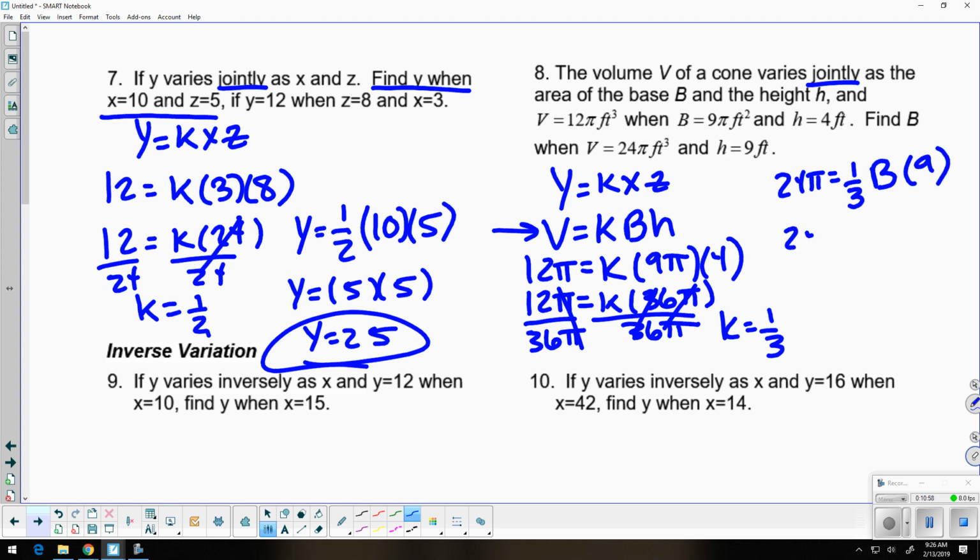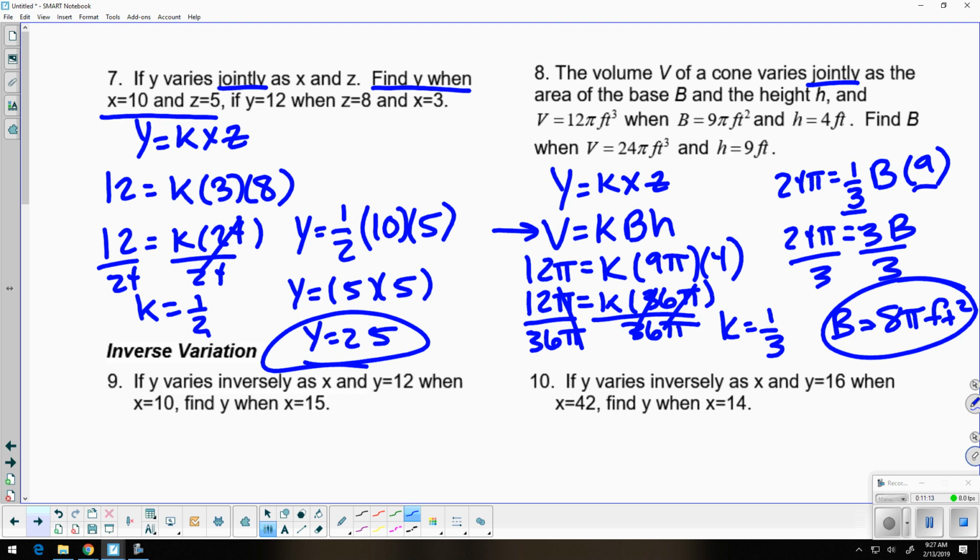So we'd have 24 pi is equal to, on the right hand side, if you just multiply, that'd be 3B. And then dividing both sides by 3, the area of the base comes out to, that would just be 8 pi. And this would be feet squared, since it's the area of the base. So feet squared are square feet. Okay, so we did joint variation.